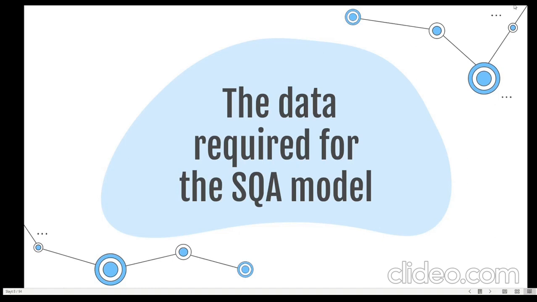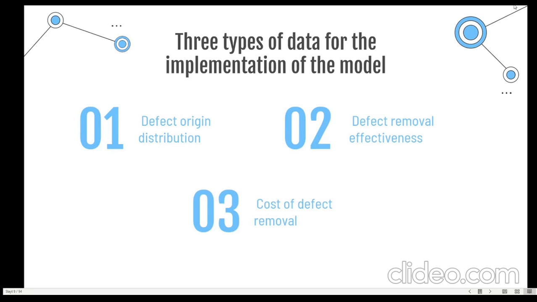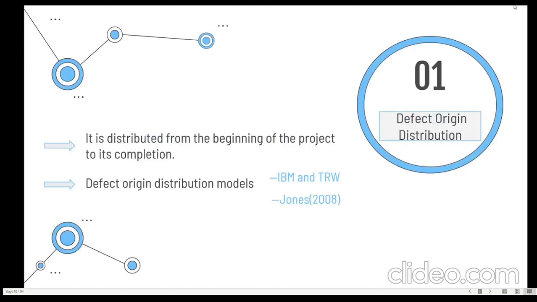Now I will explain what is required to implement this SQA model. The SQA model has three types of data for the implementation of the model. First one, defect origin distribution. Second one, defect removal effectiveness. Third one, cost of defect removal.